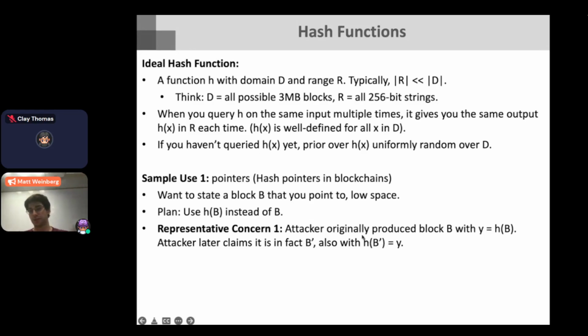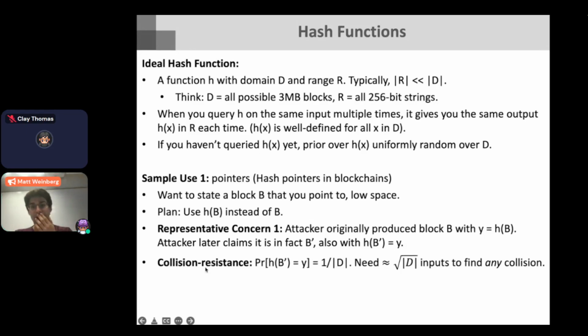And you'll see that I'm telling the truth because h of B prime is equal to Y. So this is a concern. This is called a hash collision when this happens. And you can kind of see that if you have this ideal construction that I proposed, where it's really uniformly random every time you query a new input, the probability that you actually find a collision to the specific block is extremely small.